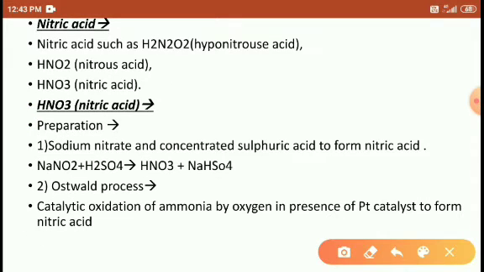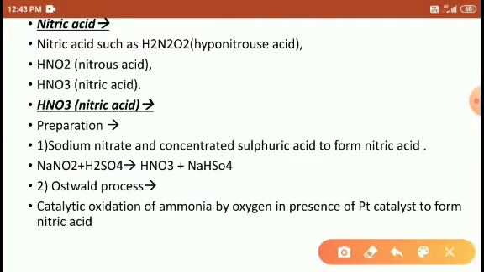The oxoacids of nitrogen are H2N2O2 hyponitrous acid, HNO2 nitrous acid, and HNO3 nitric acid. So first we are discussing nitric acid here. The preparation: sodium nitrate and concentrated sulfuric acid react to form nitric acid and sodium bisulfate.